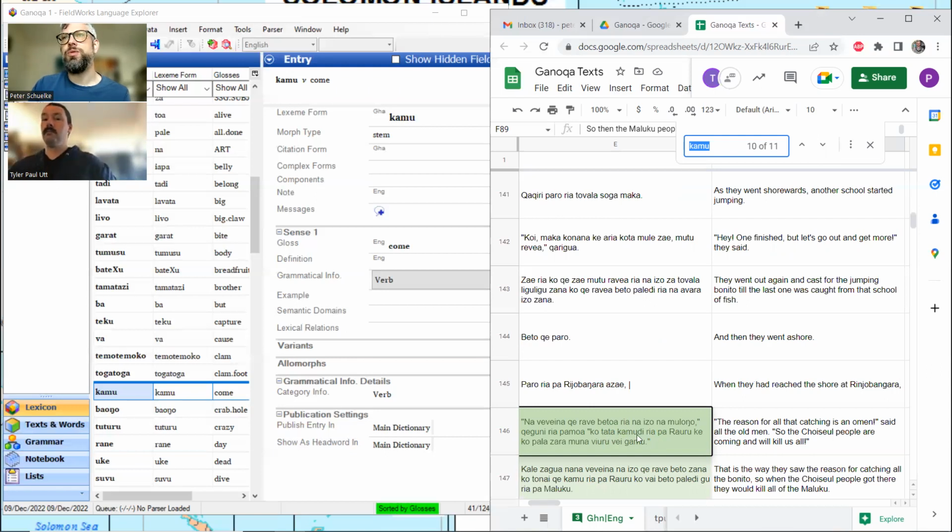Ko, so, tata kamundi ria pa rauru. Now, kamundi, imperfective. The people are coming and will kill us all. Yeah, I think tata means close, and the kamundi is actually object or subject agreement, and that this ria pa rauru, the ria isn't really associated with a verb; it's associated with the pa rauru, exactly as you're suggesting. Those of Rauru. Yeah. So those might be even a better gloss than they. We can leave it for now until we know for sure.